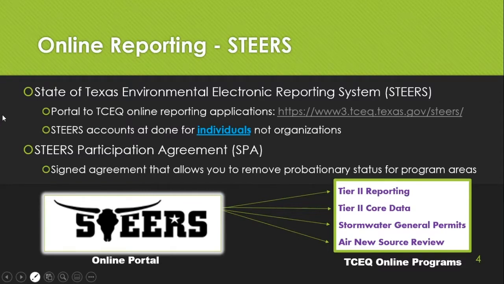So all Tier 2 reporting in Texas is done through the TCEQ's online reporting system called STEERS, which is short for State of Texas Environmental Electronic Reporting System. It is essentially a portal to multiple different reporting sections within the agency. This presentation will be covering it as it applies to Tier 2 reporting. One important thing to note within STEERS as a way to verify your identity is the STEERS participation agreement, and we'll be covering that more in detail later on.